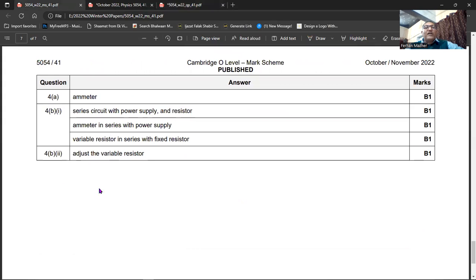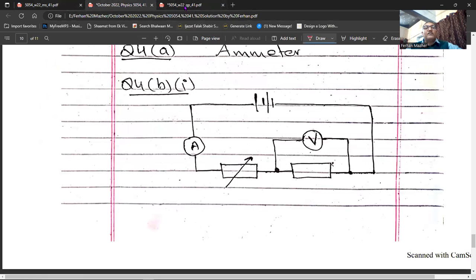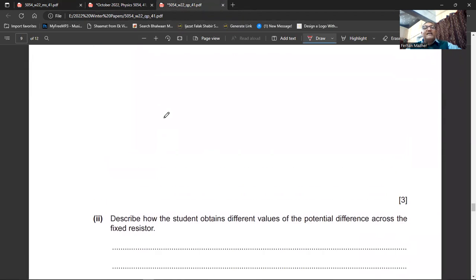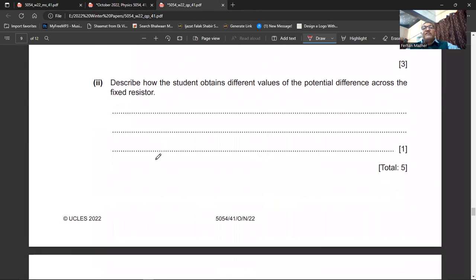We are going to use an ammeter in series with the power supply and resistor, and the variable resistor in series with the fixed resistor. Okay, so that's the diagram, and then we have the second part.